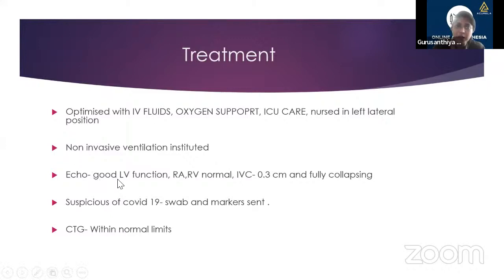Bedside echo revealed good LV function, RV was normal, and IVC was 0.3 centimeters before initiating NIV and fully collapsing. So suspicion of COVID-19 was made because of the desaturation, markers of COVID-19 were sent, and continuous CTG monitoring was put in place once every hour, which was within normal limits.